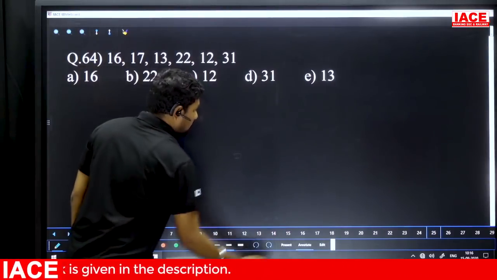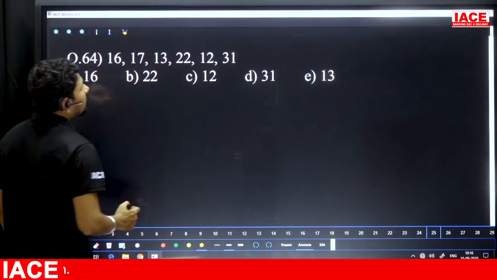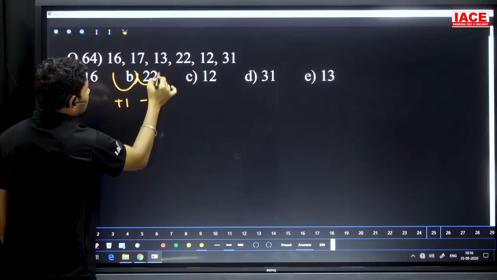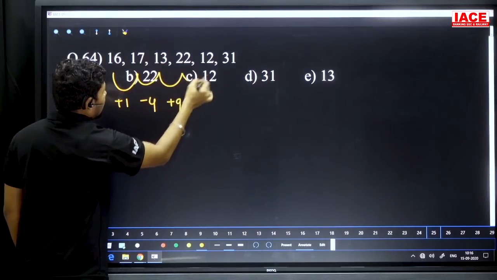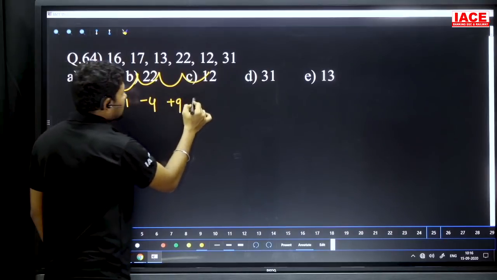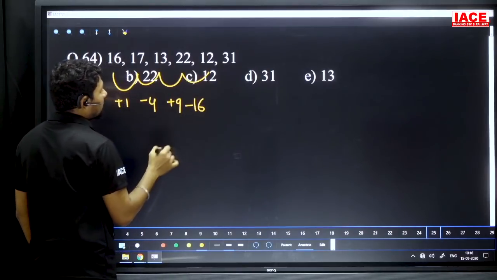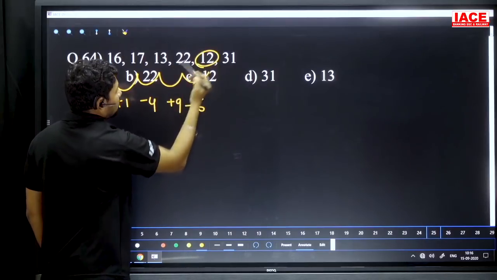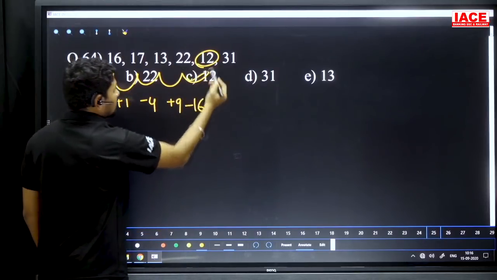Next, 16, 17, 13, 22, 12, 31. Look here, plus 1, here minus 4, and here plus 9. As per the pattern we can understand it is 1 square, 2 square, 3 square. Next should be what? 16. 16 will be 1, 2, 3, 4, so 4 squared. 22 minus 16 is not 12. Then the wrong number is what? C.